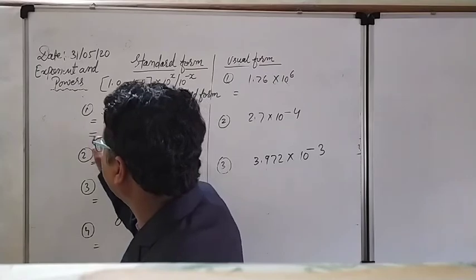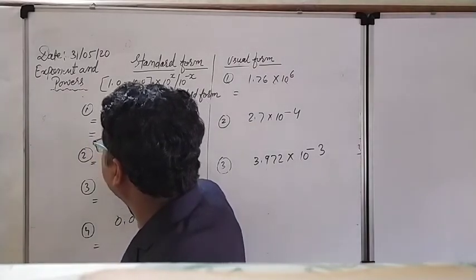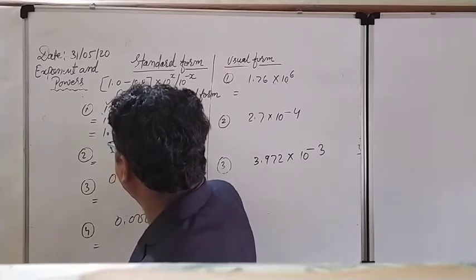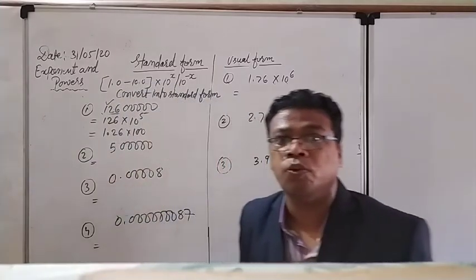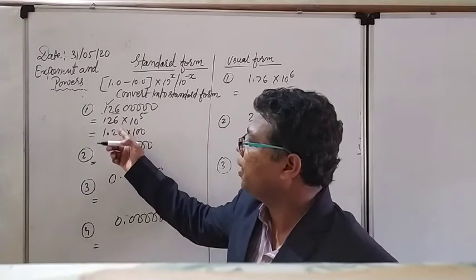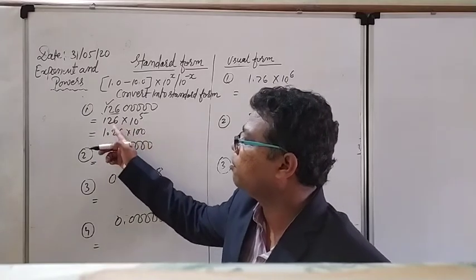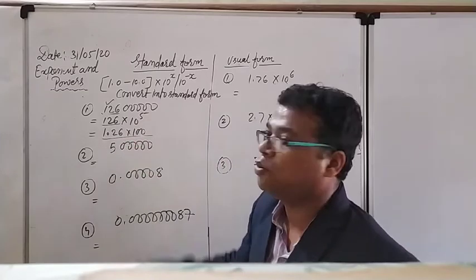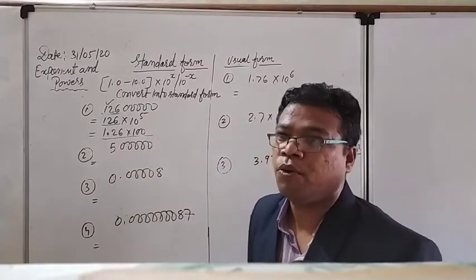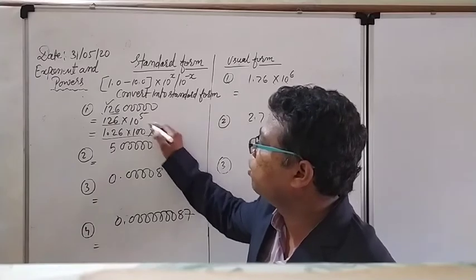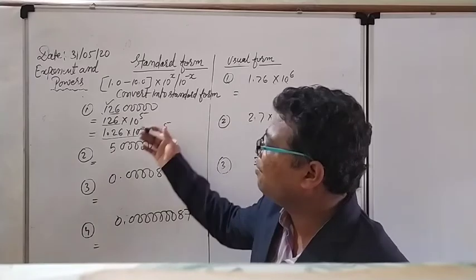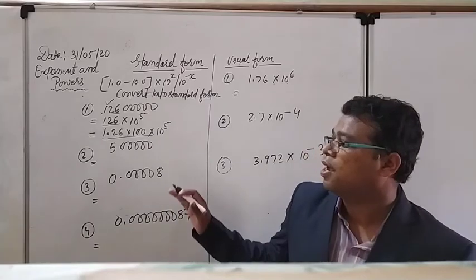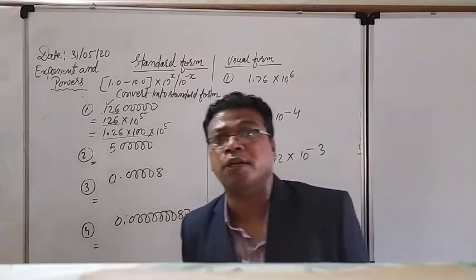And after that, see, that 126 may be written as 1.26 into 100. It is clear for you. 1.26 into 100, then only I will get 126. That 126 can be written as 1.26 into 100. It is clear for you. And that 10 to the power 5 actually remains. I will give you the shortcut also. First I am explaining all the things and after that I will give you the short trick also.